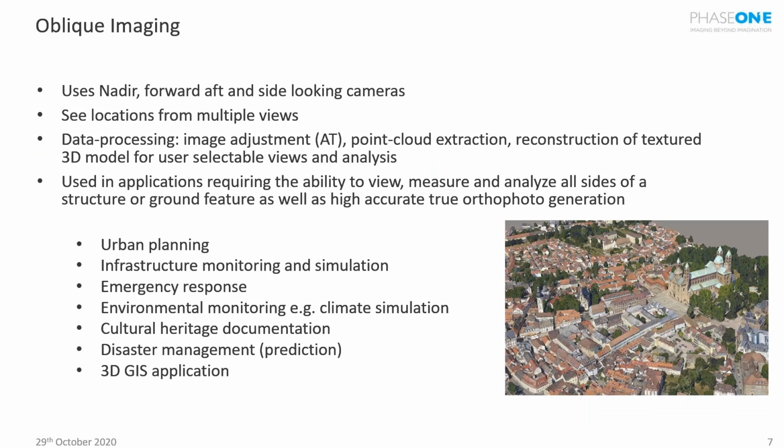For oblique imaging, we use nadir, forward, aft and side-looking cameras. With the nadir, we get the usual nadir imagery. And with the forward, aft, and side-looking cameras, we get precise imaging of the facades of the buildings. And if we have vertical terrain sites, we also get very good imaging of vertical terrain.